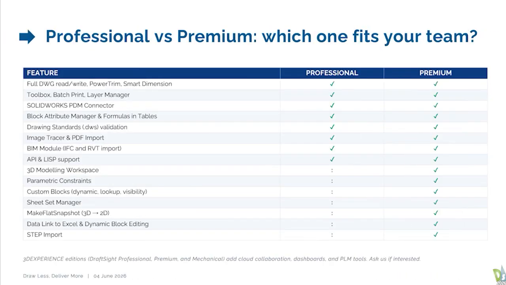Here's the difference between Professional and Premium, and which one fits your team. You'll see some of the features here. Basic drafting features exist in both, but where Premium has the advantage is a 3D model workspace, parametric constraints, custom blocks, sheet set manager, make flat snapshot, 3D to 2D, data link to Excel, and STEP imports. What you've seen with a flat snapshot, you can import STEP files inside that. It will enter the 3D environment, and the same steps I've shown with exporting the 3D into a flat snapshot, you can do with a 3D model as well.